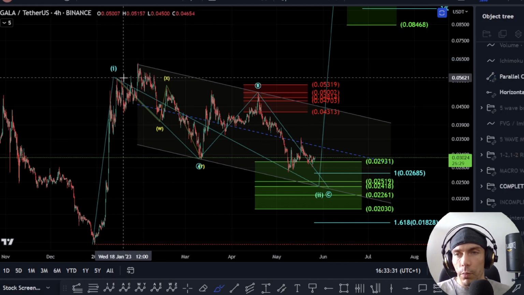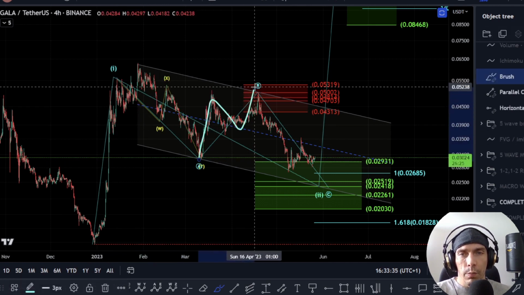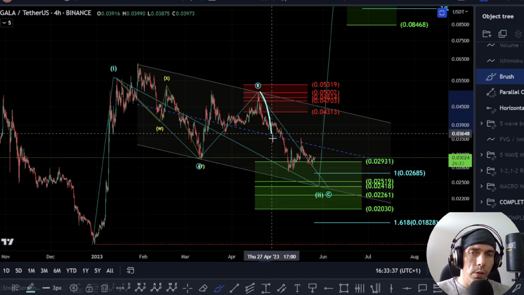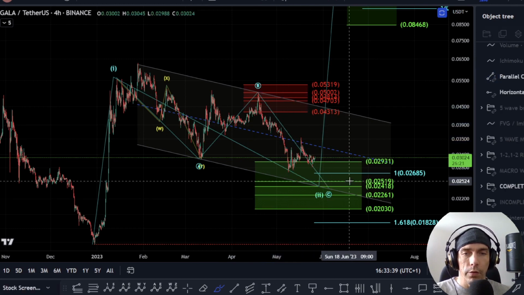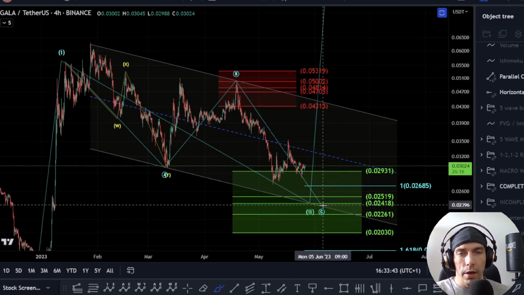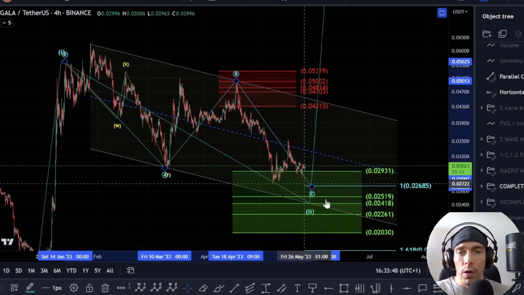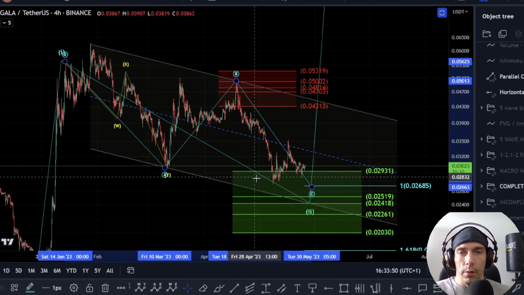So what we're looking for in this count is that this is W, X, and Y for A. This is a B wave to the upside, and what we're looking for here is basically a 5-wave structure for the C wave. Now that C wave 1 to 1 is actually higher up here towards this zone of 0.2685. So this could be an interesting area if we are looking to complete here.